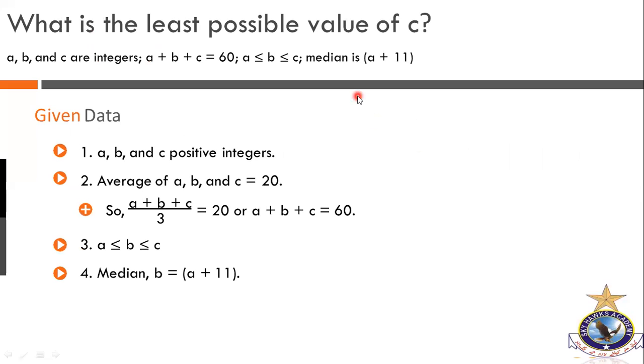So first, the problem is the same. What is the least possible value of C? This is all the way at the top as usual. We are looking for the least possible value of C, so that must be on the top of our problem all the time. A, B, C are integers. If you are adding them, A plus B plus C is 60.